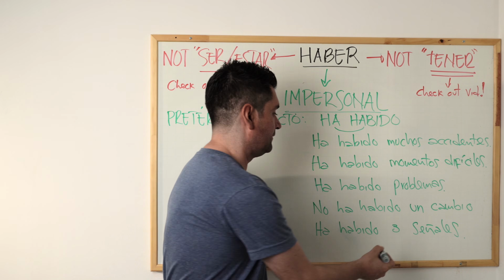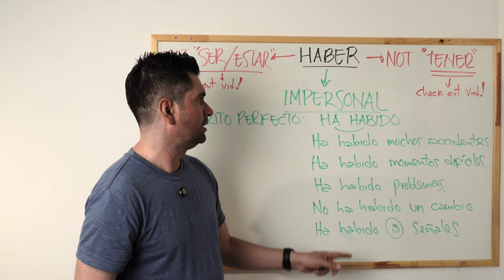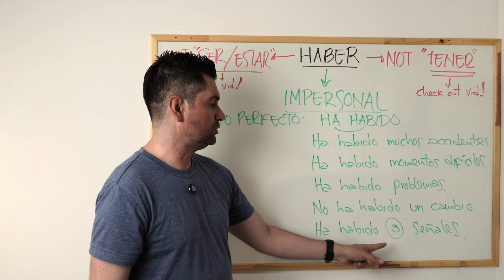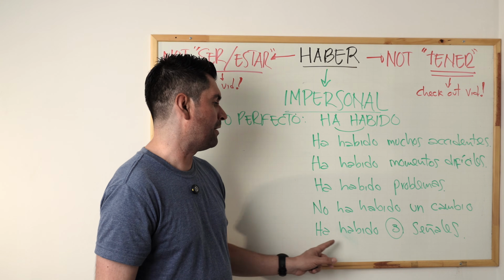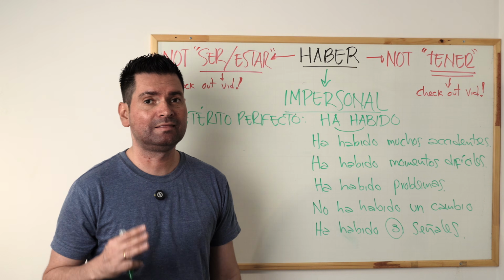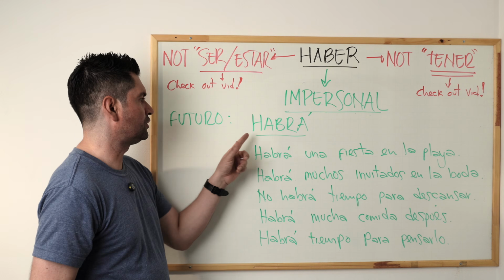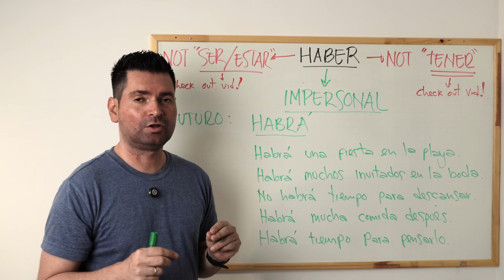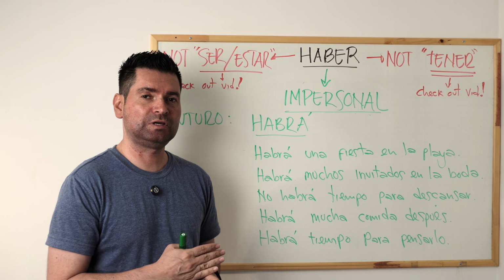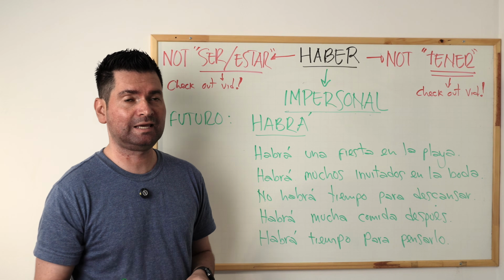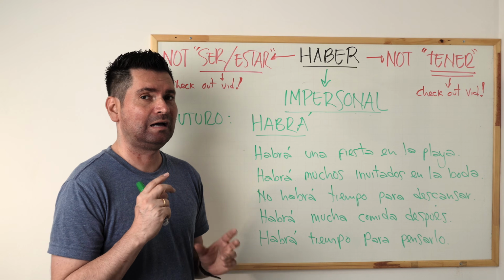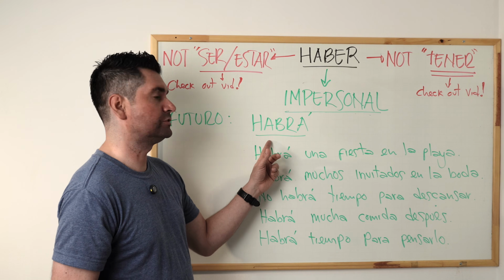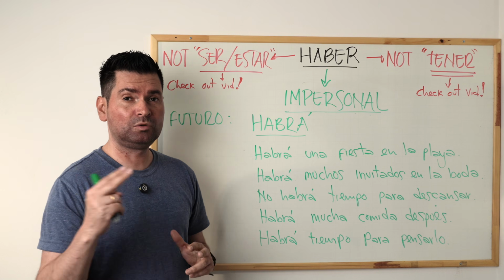Now here we have the number 3. With impersonal, we can use numbers. Ha habido tres señales. There have been three signs. The future is habrá. Again, no plural form. Another common mistake. Many Spanish speakers say "habrán," and that's not correct. We only use habrá. There will be.